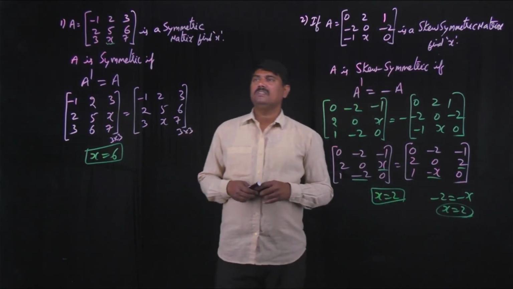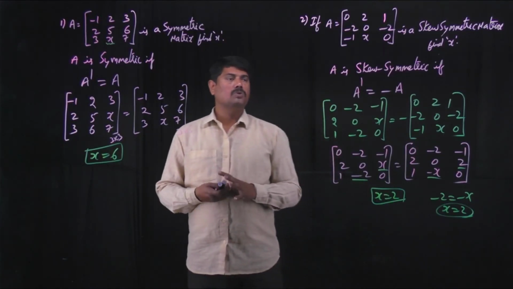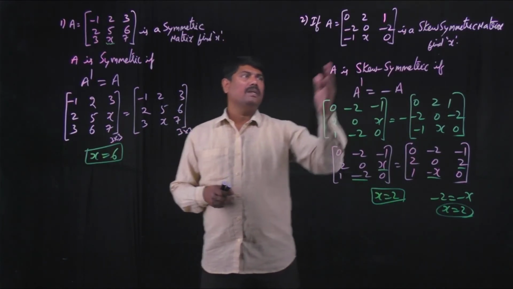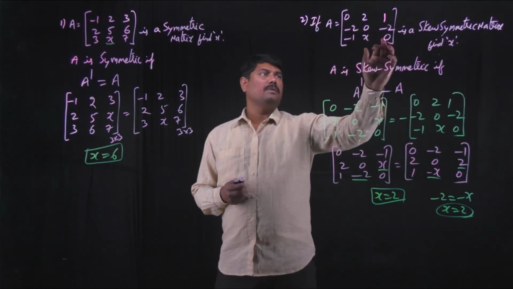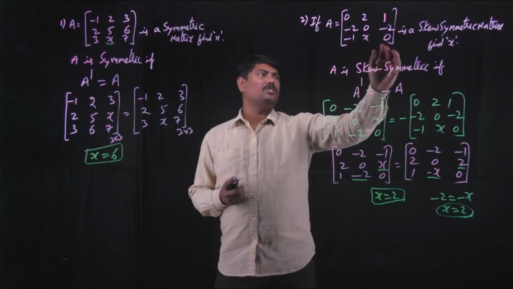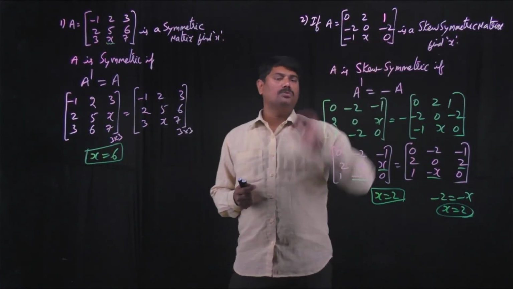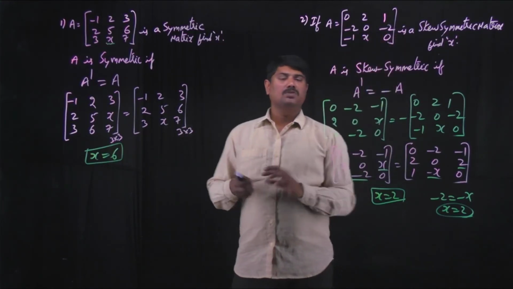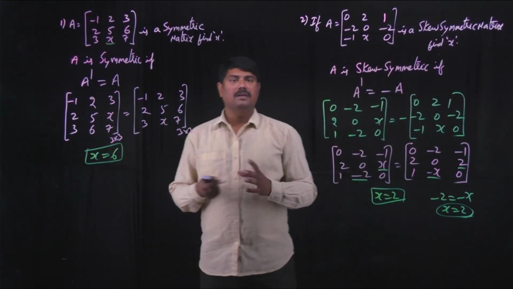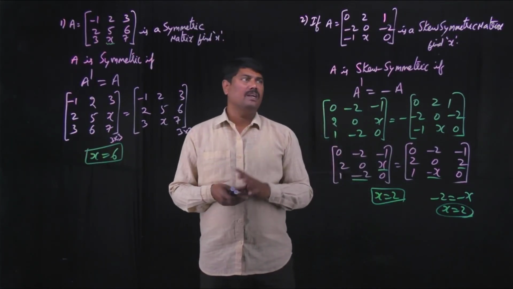So using the definitions of symmetric and skew symmetric matrix, you can do some problems. You can directly observe that in a skew symmetric matrix, all diagonal elements are 0 and reverse position elements 2, 3 and 3, 2 have to be equal with opposite signs. So x has to be 2 clearly. By observing the definition, you can find x directly.